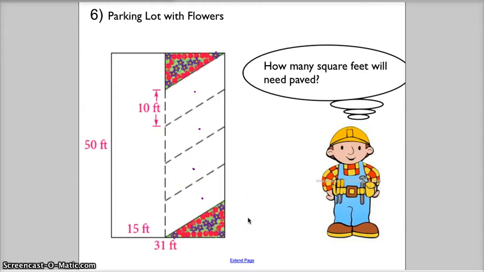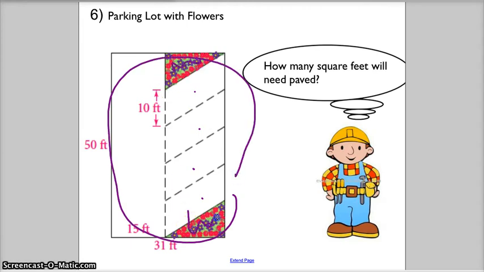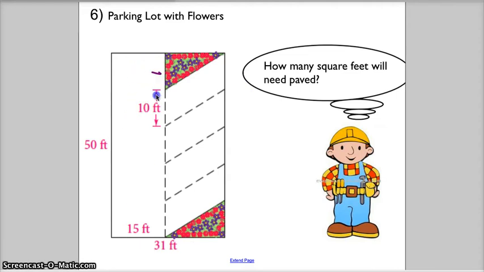This problem can be done several different ways. Some students like to find the area of the whole big thing and then subtract out the flowers because they're the things not getting paved. Some students like to find the area of the rectangle and add it to the 4 areas of the parallelogram. It's completely up to you. One thing that I think needs to be done first is to go through and label.